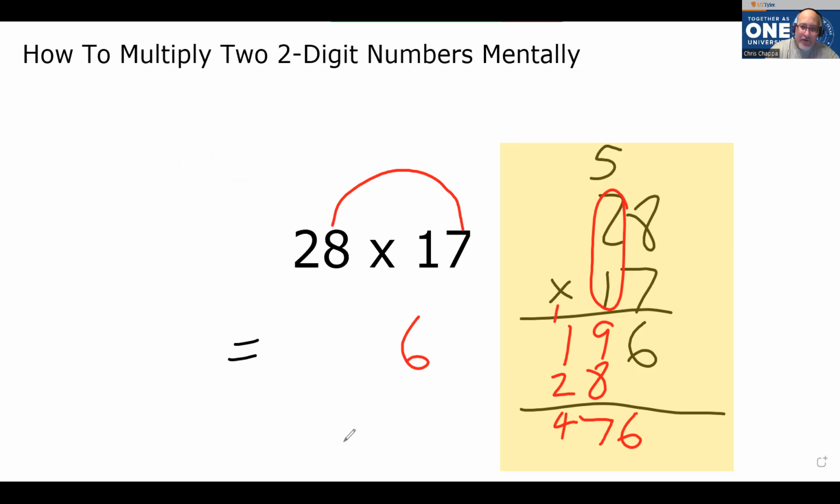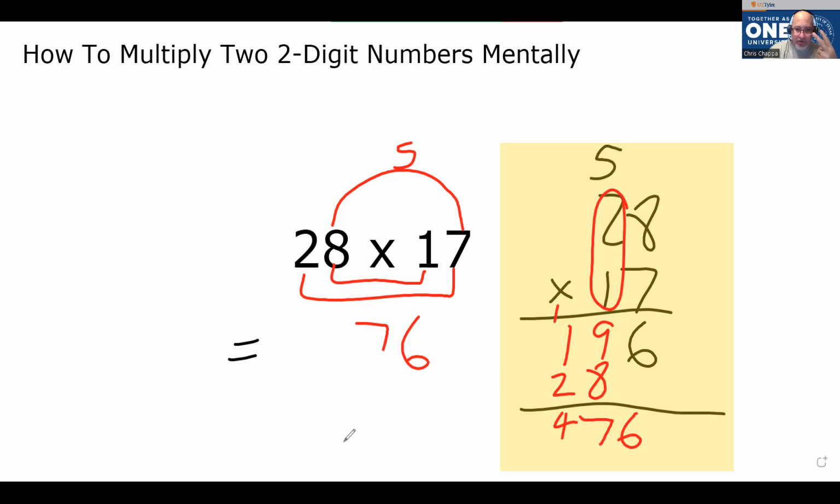Now I'm going to write the 5 here, although mentally I would just carry it over or literally hold up fingers. Then you do the outside and inside parts of FOIL, add those results with the carry. So we get the 5, 2 times 7 is 14. Add the 5 to get 19. And then 8 times 1 is 8.